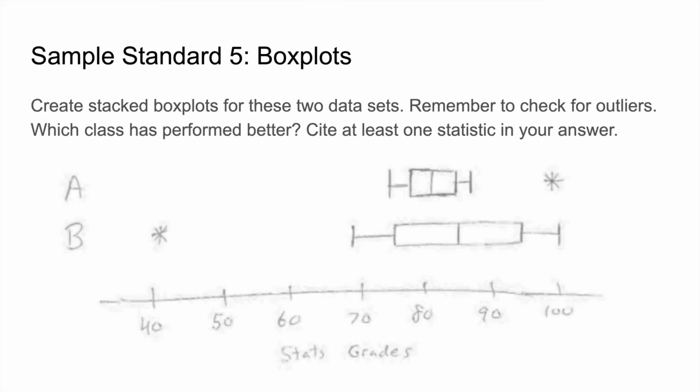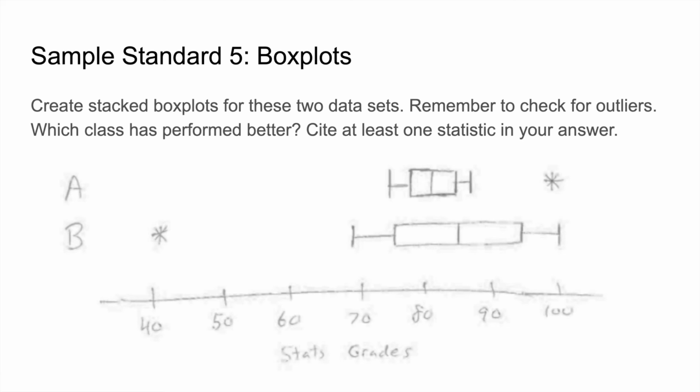Now going back to the actual question, which class has performed better? Cite at least one statistic in your answer. There are a lot of different ways that you can explain this. I think the easiest thing to do is just to pick one of the values in the 5-number summary and compare it directly. For example, if I compare the third quartile for these two data sets, clearly for class B, Q3 is greater than Q3 in class A. I could compare the medians as well, in which class B would win. If I compared Q1, class A would win. But it's up to you. You can pick and choose really any of those in the 5-number summary.